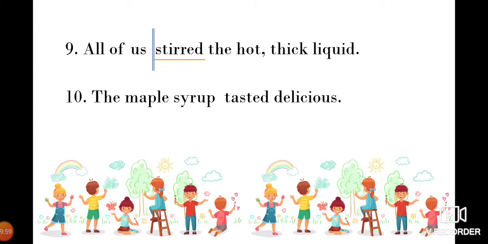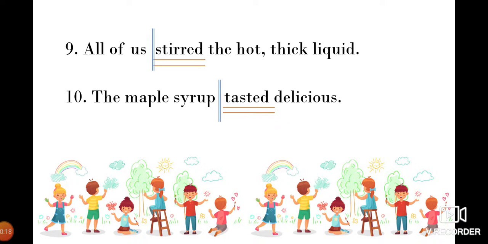Okay, in this case, we separate the subject and the predicate. We underline the verb, that in this case is stirred. Number 10, the maple syrup tasted delicious. So we separate both parts and we underline two times the verb. And in this case it is tasted.